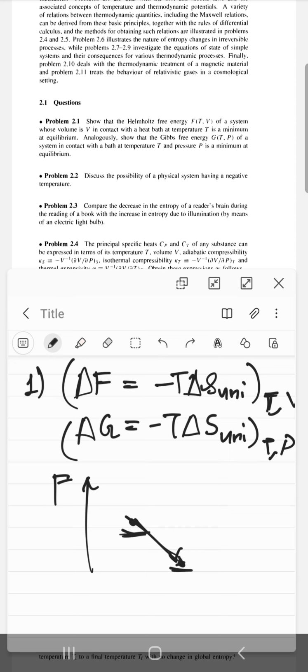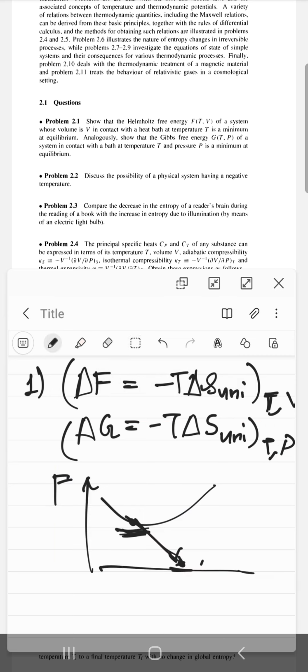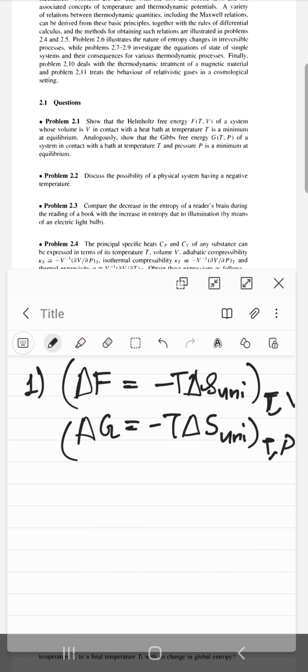And so this state should in fact be the bottommost point. It cannot be at the top of anything else, because then it's all messed up. So it should be the minimum. And I don't know what variable is on the x-axis, but whatever. Similarly, the same holds for delta G as well.